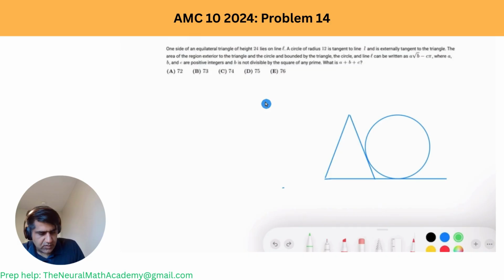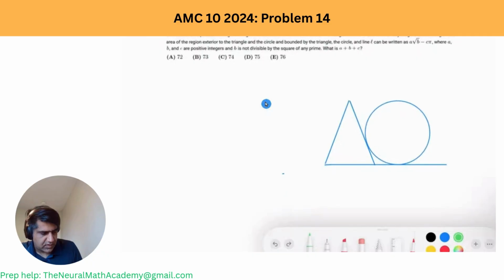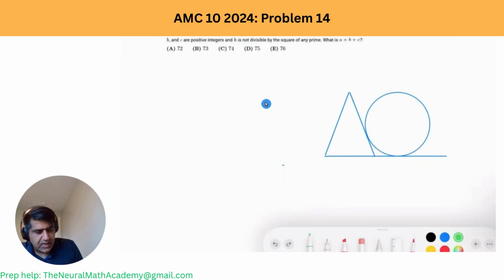So in this problem, I have already drawn this diagram, as can be seen. Basically, what we have to do, we have to find the values of a, b, and c. And as it has been given already that the area of the region exterior to the triangle and circle bounded by this is represented with this expression. So basically, it means that this expression represents the area that is bounded by this region, bounded by these lines. Okay.